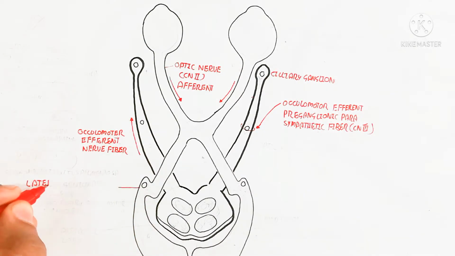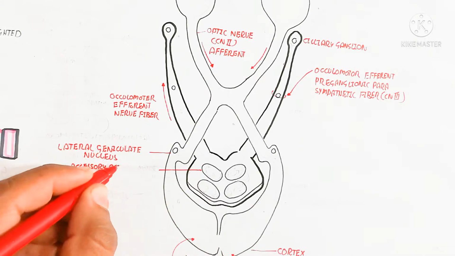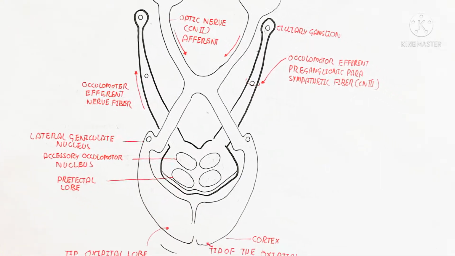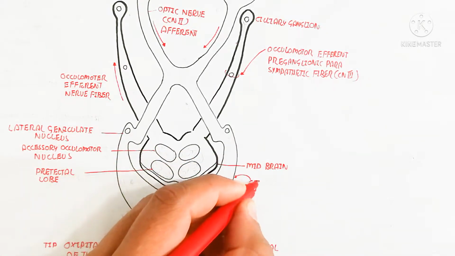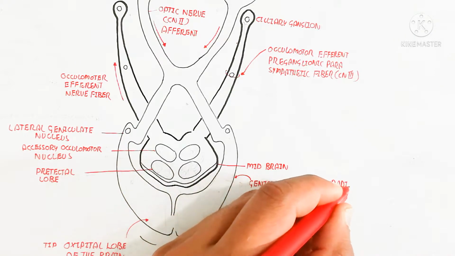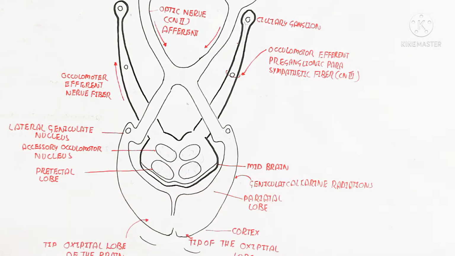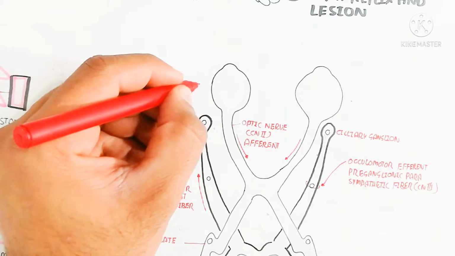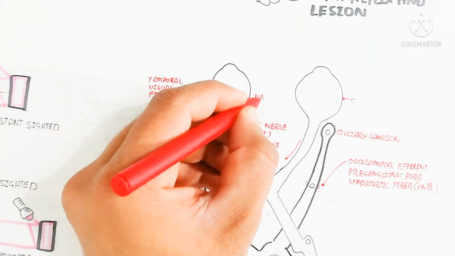This is the oculomotor efferent nerve, and this is the lateral geniculate nucleus, where two neurons talk to each other via a neurotransmitter. And this is the accessory oculomotor nucleus and the pretectal nucleus. Here is the midbrain, the part which contains the pretectal nucleus and the accessory oculomotor nucleus, basically the Edinger-Westphal nucleus or oculomotor nucleus. So two types of nucleus are present.